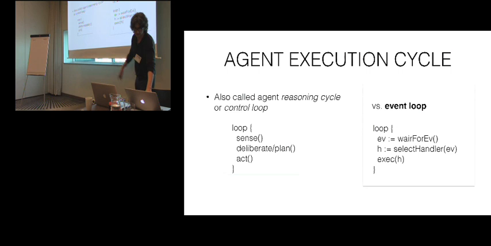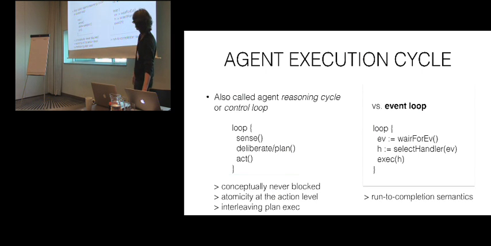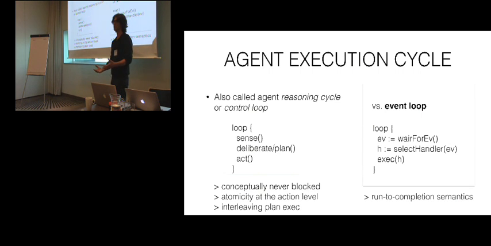So what are the differences between these? The idea is that here you have the run-to-completion semantics. It means that when you execute a handler, you cannot be interrupted. This is an important property in order to have no race conditions and to avoid deadlocks, and so on. But here you block if you don't have messages, waiting for the next message to appear.